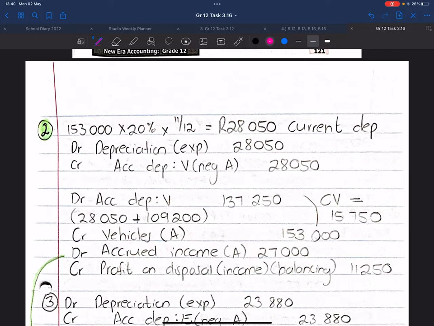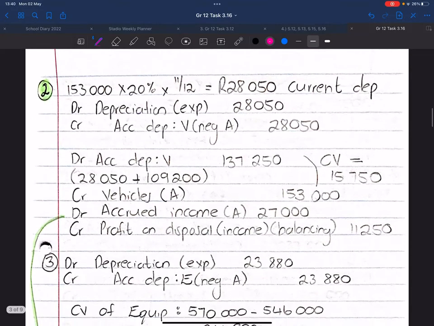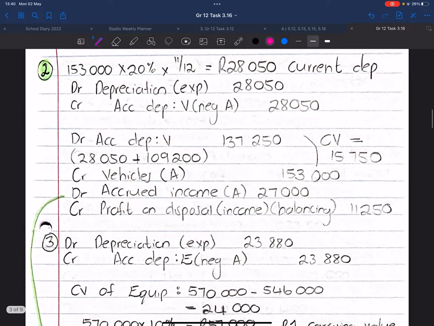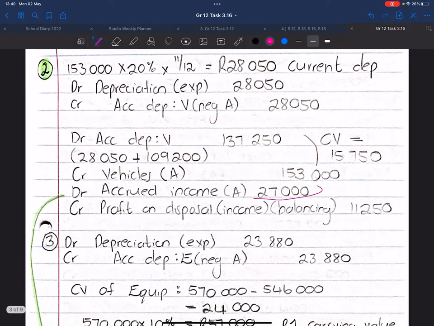and vehicles are depreciated 20% per annum on cost, and the purchaser promised payment to date, but it has not been received. So that's why we have this line item here where we debit accrued income of 27,000, which goes under note number 5, trade and other receivables, because we didn't actually receive the money from the disposal of the delivery vehicle. The person still needs to pay us for that.